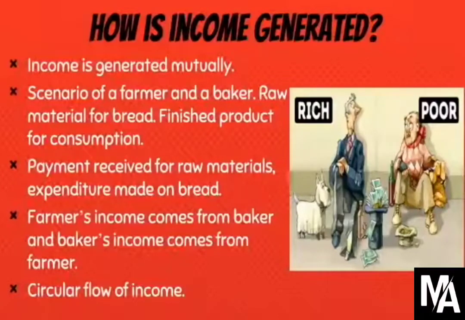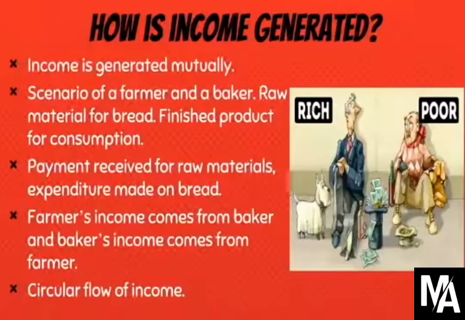Just a scenario of a farmer and a baker. Now, a farmer is the one who provides the raw material of wheat flour, which is very necessary for bread. And so the farmer is the one who is providing raw material to the baker. In turn, the baker will pay a certain amount to the farmer, and that is going to be the income of the farmer. At the same time, the baker uses these raw materials and prepares this wheat flour into bread, and he supplies this bread back to the family of the farmer.